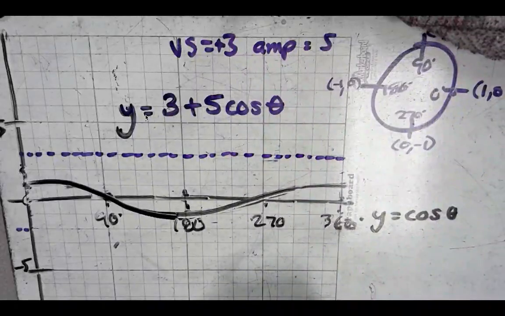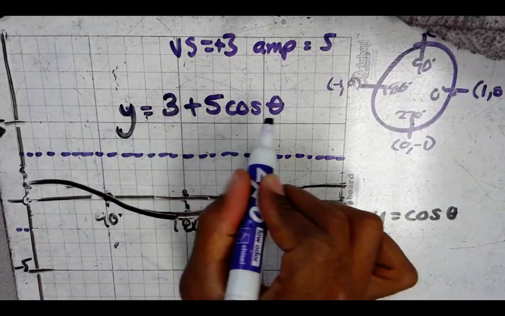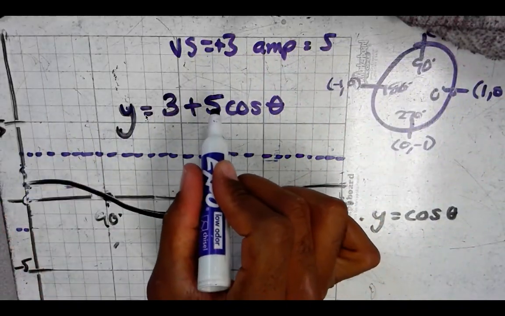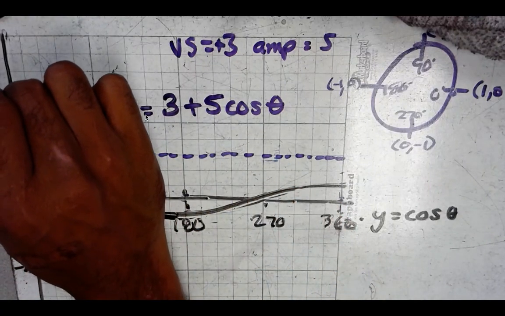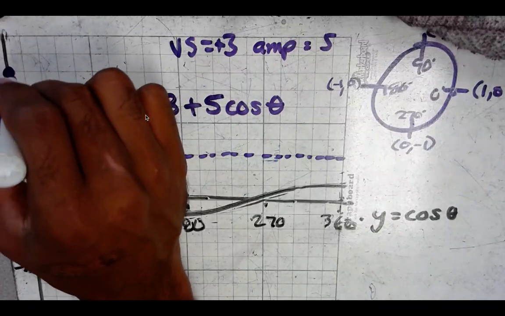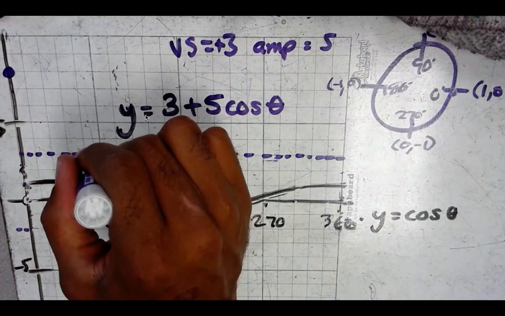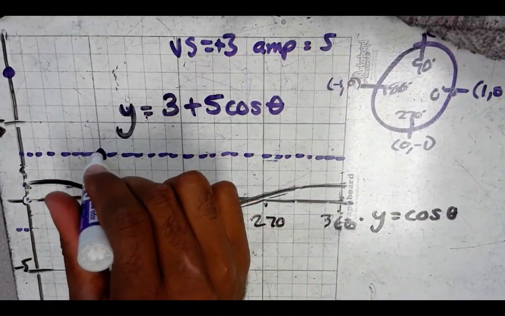Make a dashed line there. And then remember that cosine starts above the line, right? So I'm going to start 5 units above. So I count 1, 2, 3, 4, 5. Then I come back down to the midline, right, at 90.